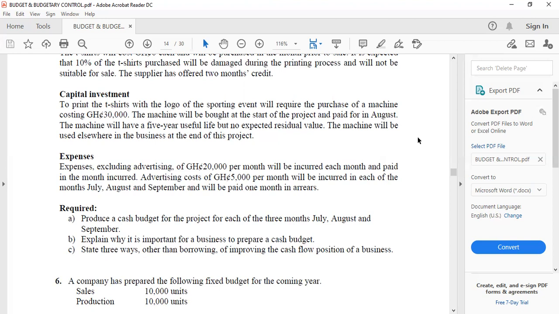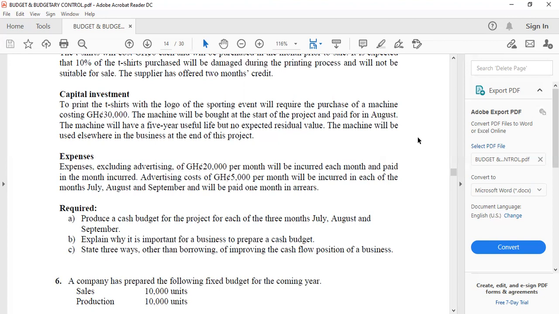If you are extending it, it means that you're not going to be paying on time, so you use the cash to do other things. You can also shorten your collection period. They say other than borrowing, so you can also go for long term, but since borrowing should not be part, don't mention it. Also reduce the credit period we give. You can also issue additional shares for cash to your existing shareholders. It's also a way of improving your cash flow position.